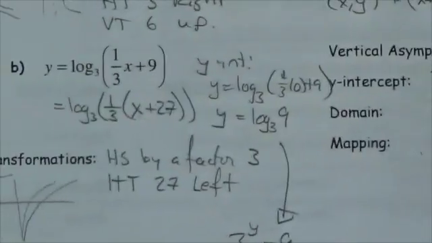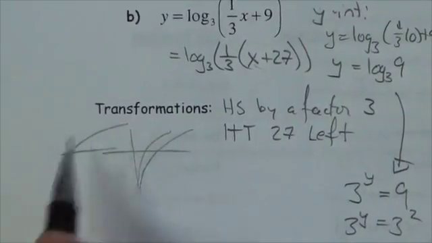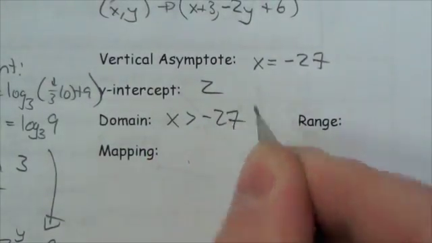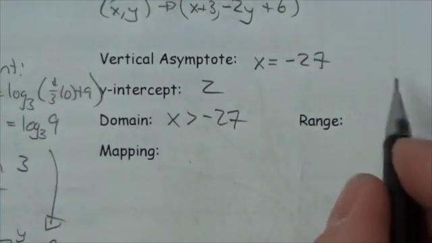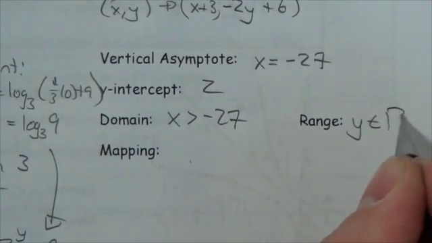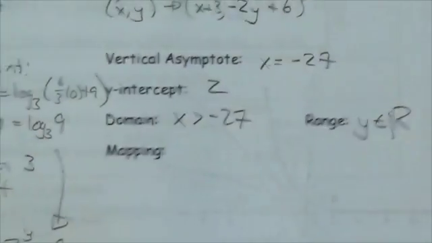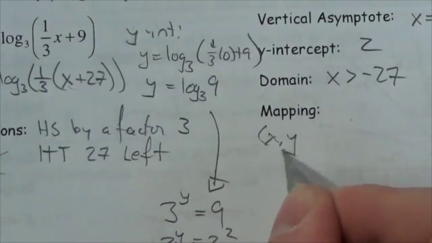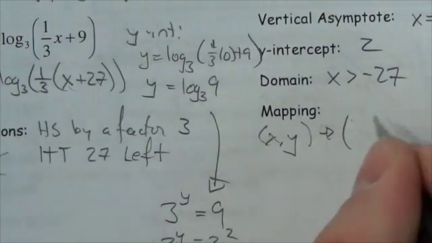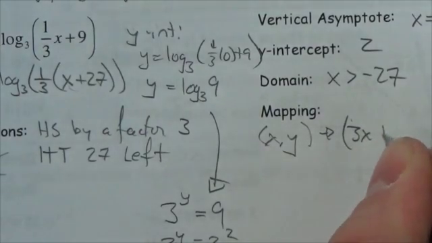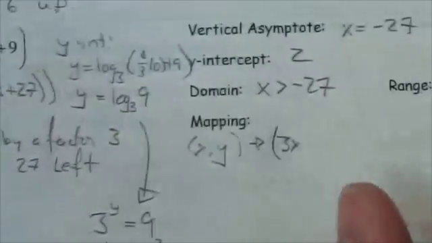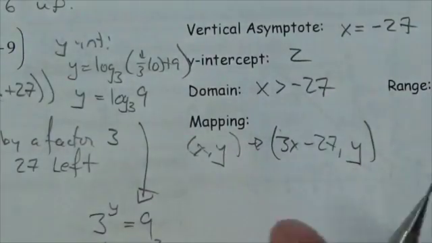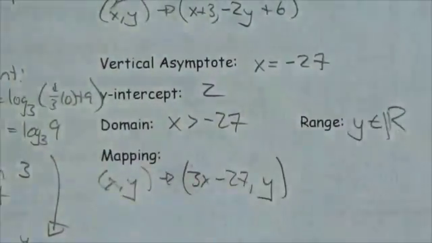Good. My domain, based on just that little bit of work that I spent following where that function went, is going to be x is greater than negative 27. My range, just as it has been for a bunch of previous questions, is going to be all reals. And my mapping. Now normally I would have done my mapping first. There just wasn't a whole lot going on here with my mapping. It's pretty easy to follow here. X comma y is going to become 3x minus 27, not plus 27, minus 27, comma y. There was no change vertically. So this is all that we're looking for this particular function.